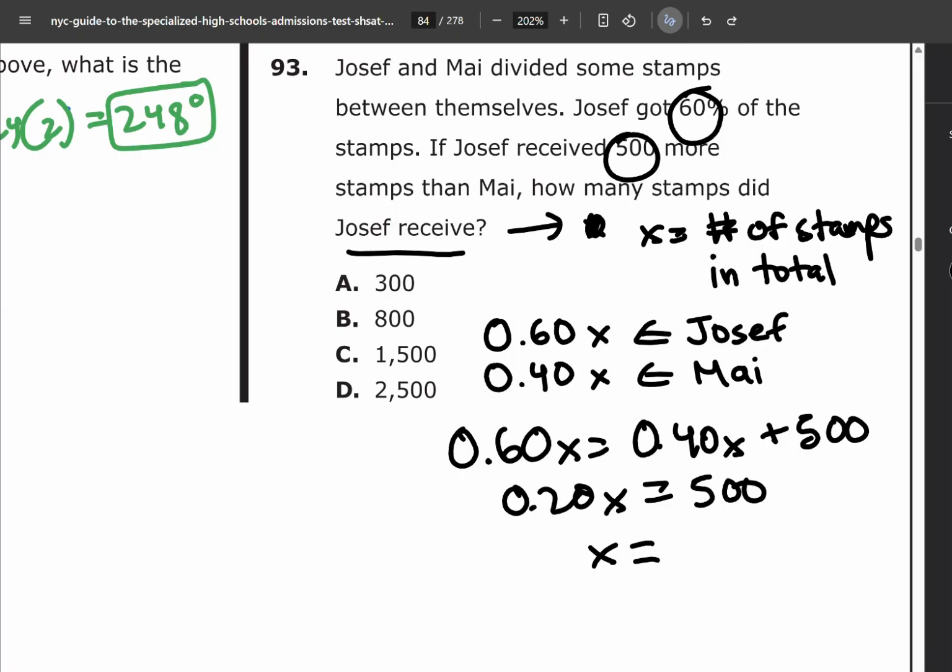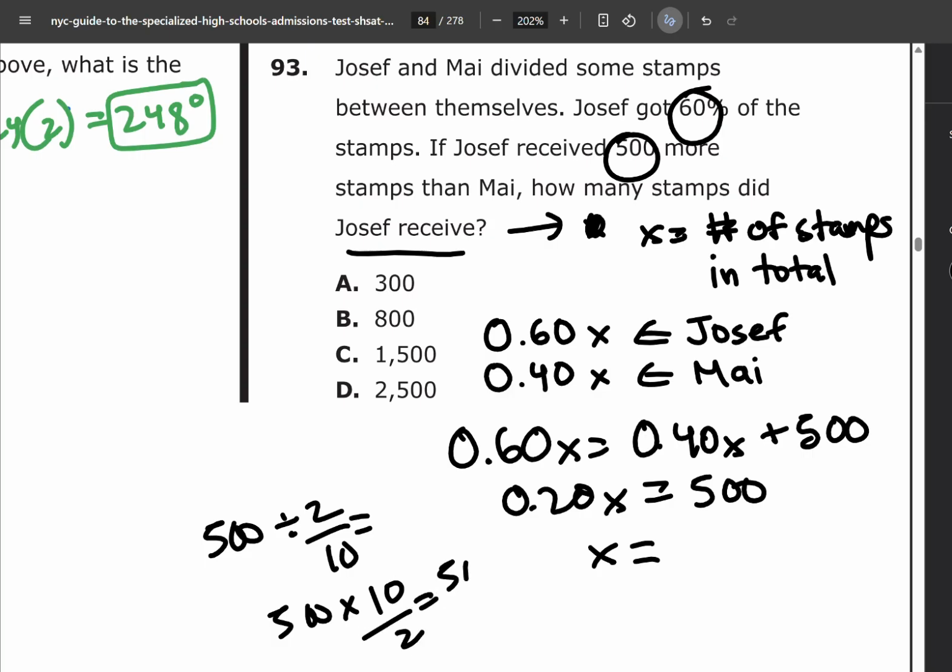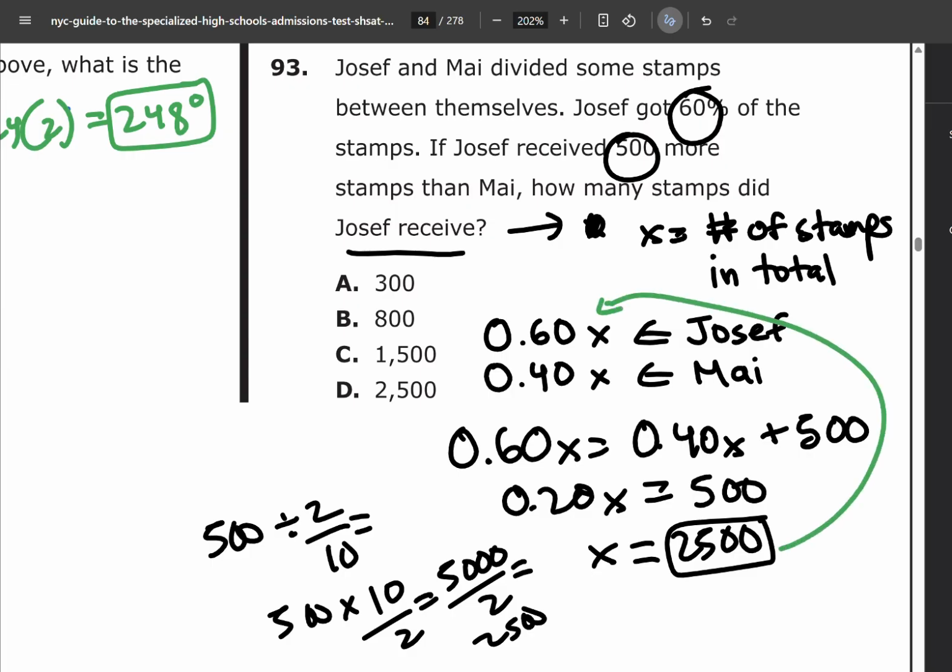So let's see. 0.2x, that's 2/10. So 500 divided by 2/10 is the same thing as saying 500 times 10/2. That is equal to 2,500. So the total number of stamps is 2,500. And all we have to do now is just find the amount of stamps Joseph has. So we're going to plug this back into the equation. So 0.6 times 2,500 should equal 1,500. And that is the answer. Simple as that.